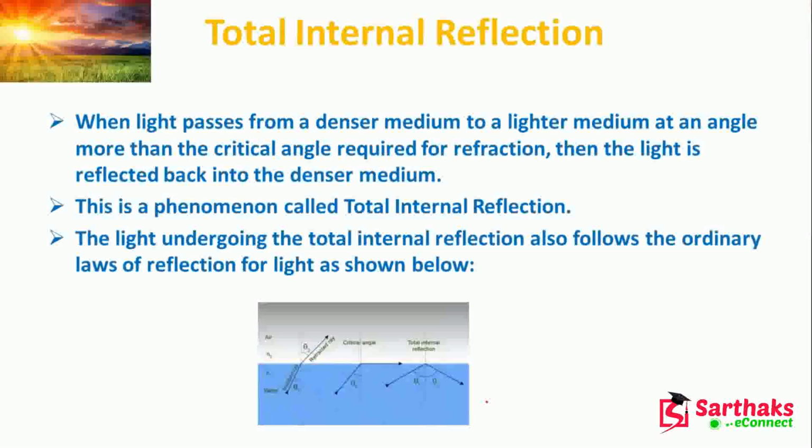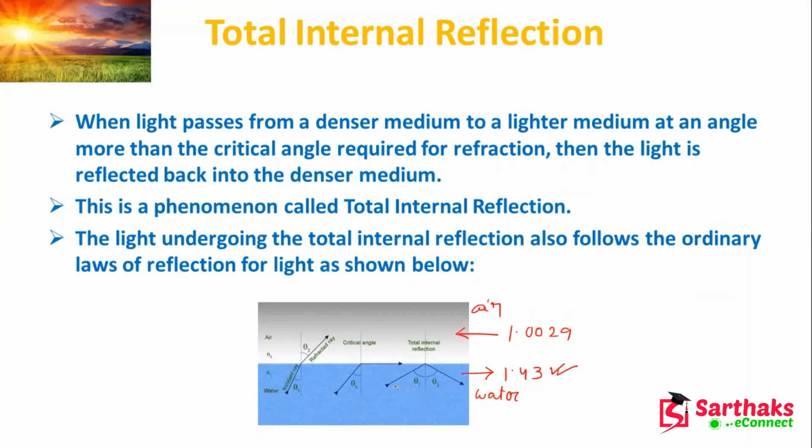Okay. Now the total internal reflection. We have uttered this term, now I will give you the elaborate explanation. Light passes from a denser medium to a lighter medium. Now what was the refractive index of water? 1.433, right? And what was the refractive index of air? Suppose this is air and this is water. So that is 1.0029. So that means water is the denser medium.